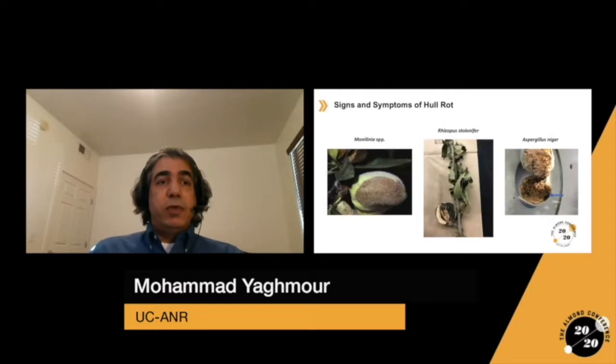Also, it's important to know the pathogens that cause this disease. Monilinia species is one of them. Rhizopus stolonifer and Aspergillus are also others that are mainly here in the San Joaquin Valley. Monilinia, we find it mainly in the Sacramento Valley in the northern part of the state.